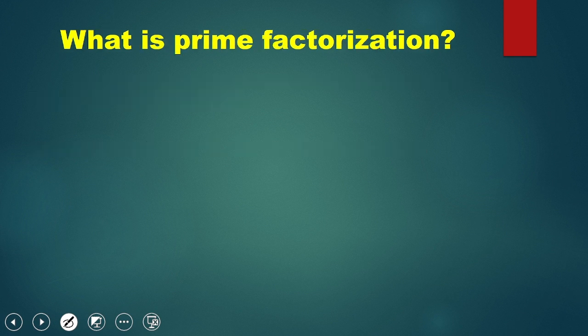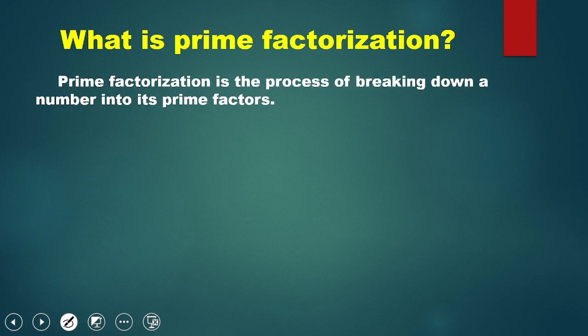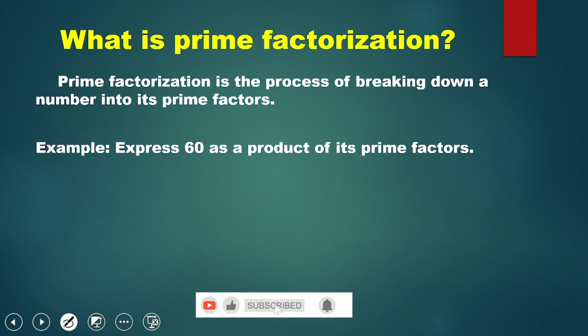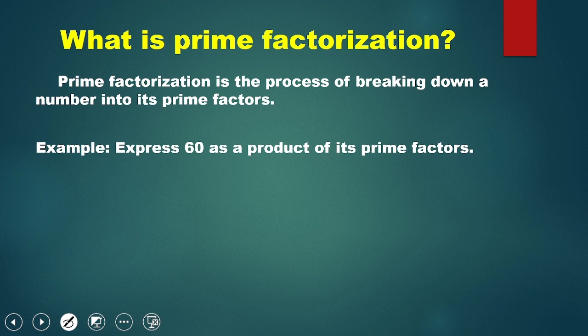Now, what is prime factorization? Prime factorization is the process of breaking down a number into its prime factors. Example: express 60 as a product of its prime factors. It simply means break down 60 using only prime numbers that can divide 60.